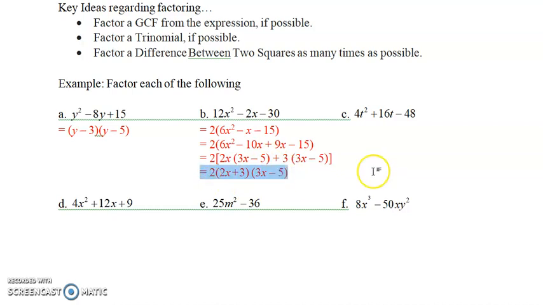Decomposition. There's the final answer: 2 bracket 2x plus 3, 3x minus 5. You want to verify that, you could remultiply it out, or you could stick it in the graphing calculator, y equals, and double check that it works. That's my verification.